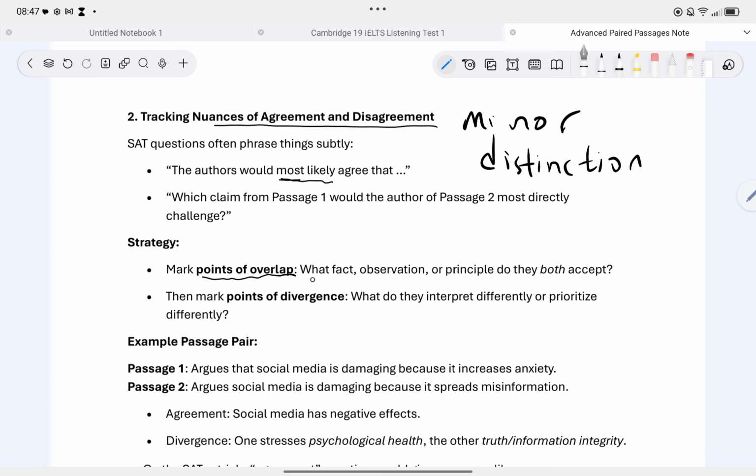So what that means is what fact, observation, or principle do they both accept? Do they agree on a fact? Do they agree on an observation? Do they agree on a principle? Now, when you've marked the points of overlap, you also want to mark the points of divergence. Remember, emphasis on the plural, points, which means paragraphs could agree on more than one thing and they could disagree on more than one thing. So, by points of divergence, I mean what do they interpret differently or prioritize differently?